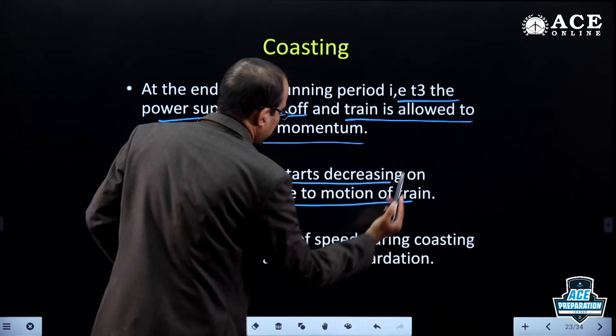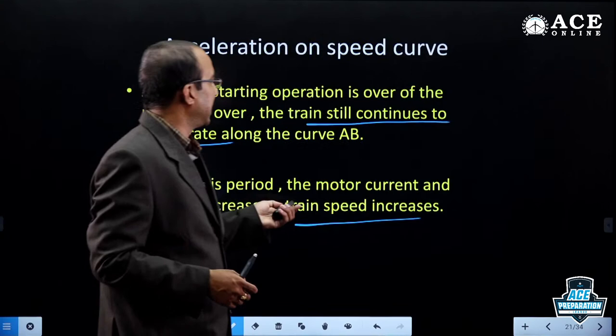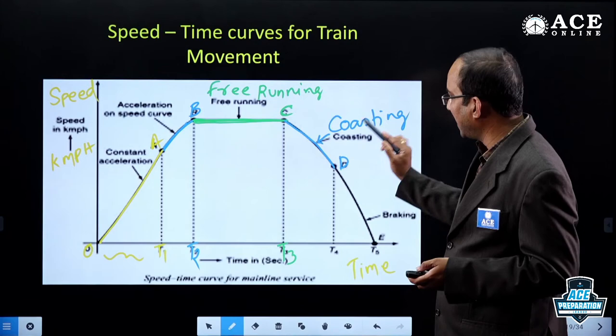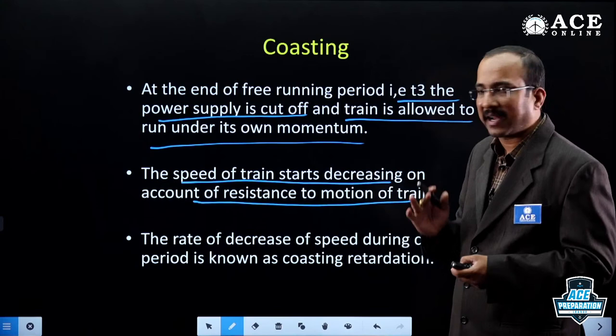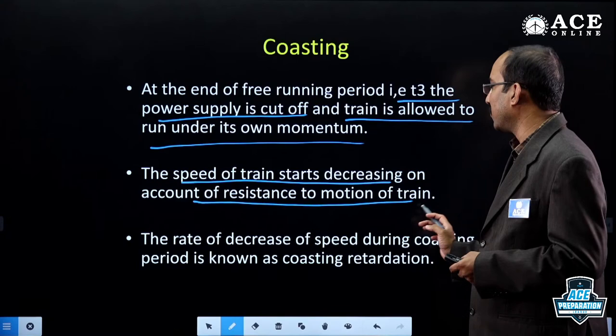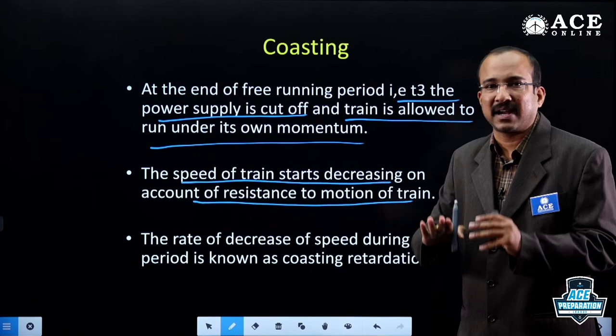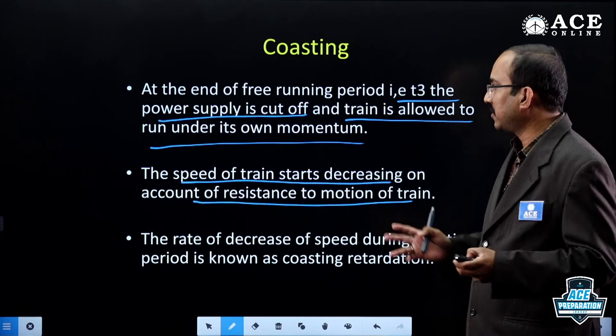During coasting, the speed of the train decreases. You may get an objective type question like this: during which period does the speed of the train start decreasing on account of resistance to motion of the train? Coasting. Why does it decrease, sir? Because the power supply is cut off and the train is allowed to run on its own momentum.